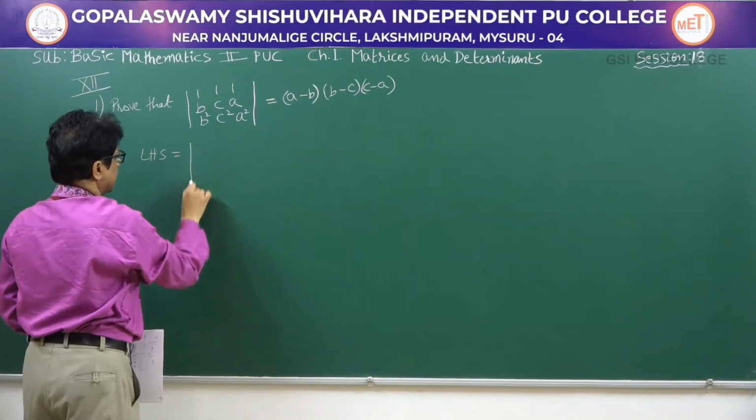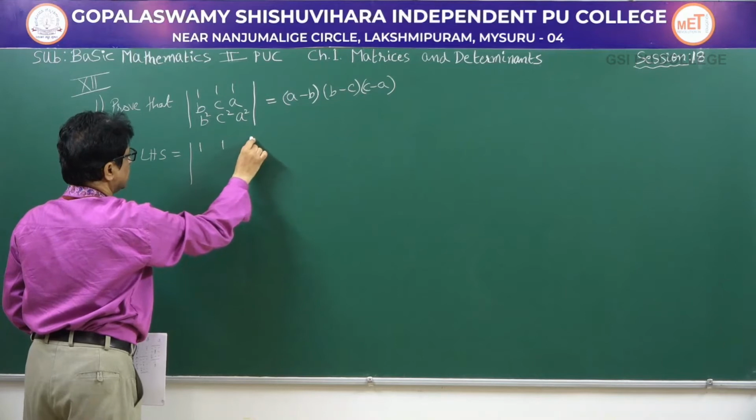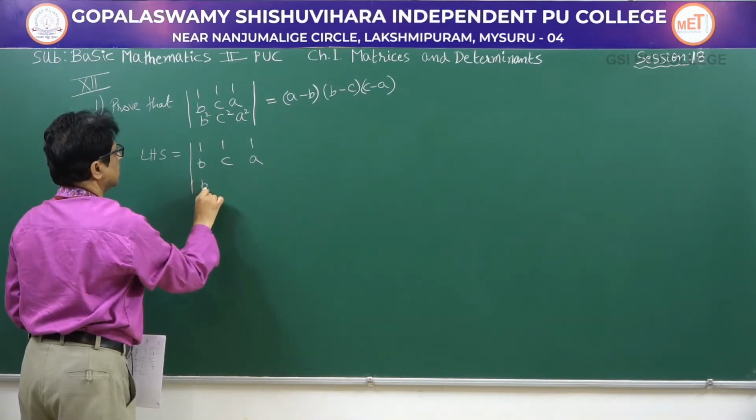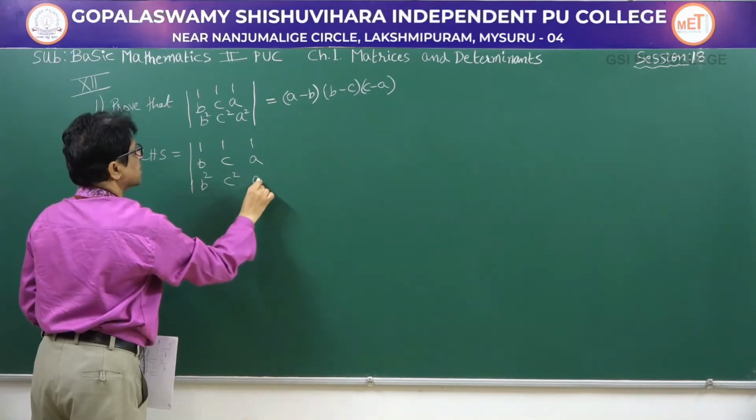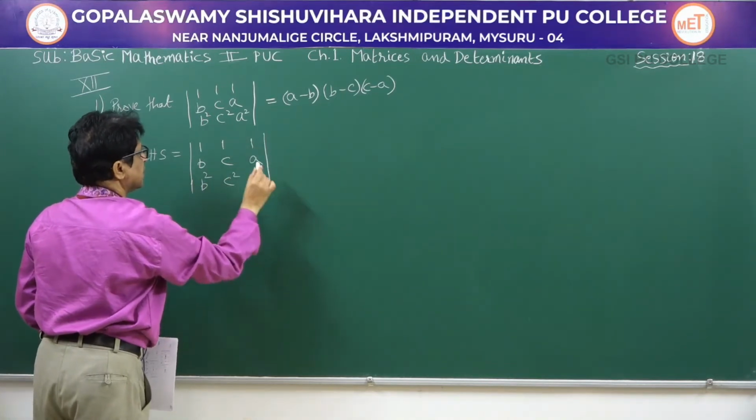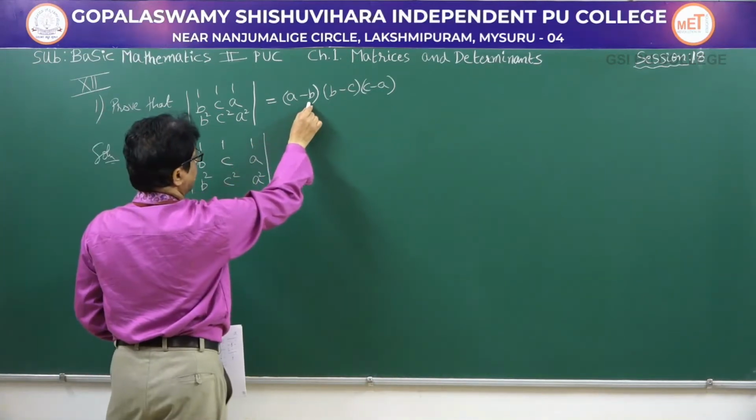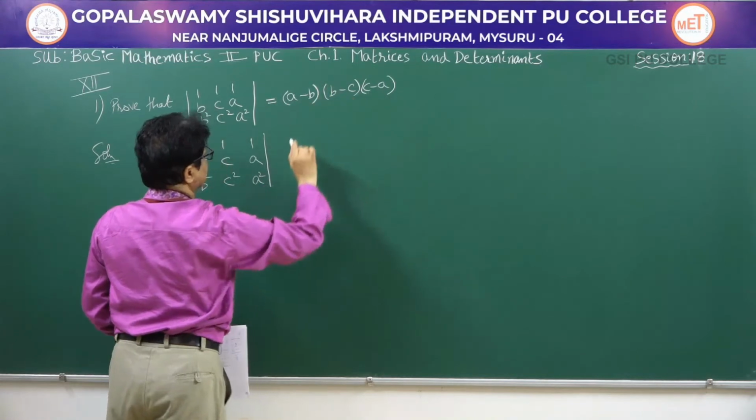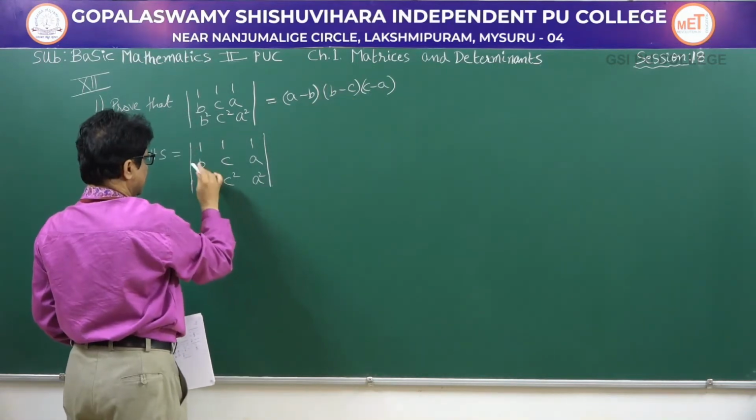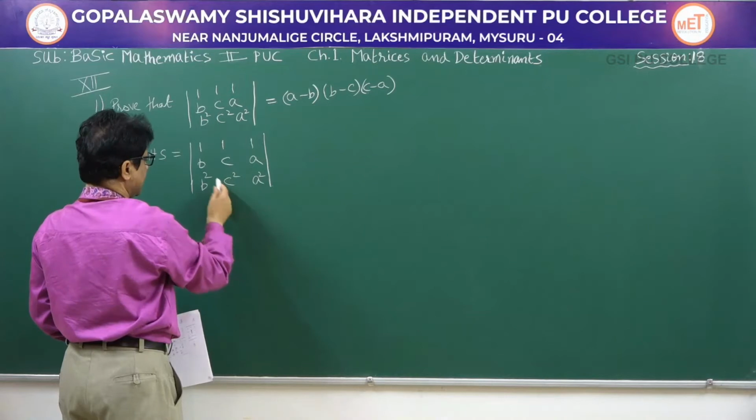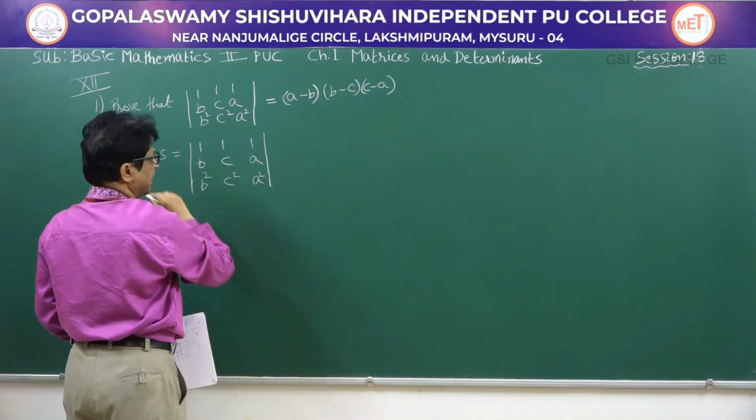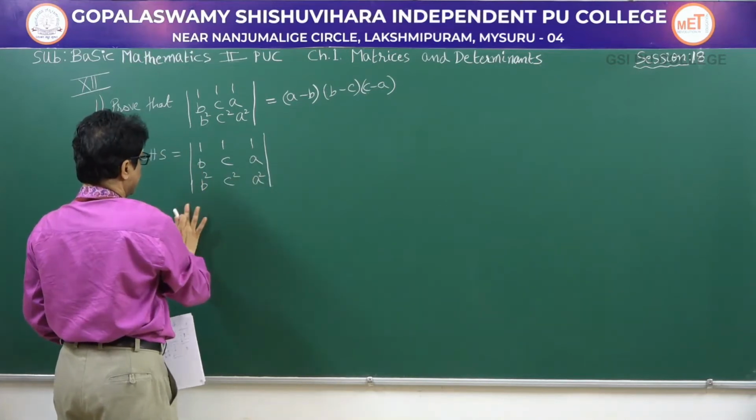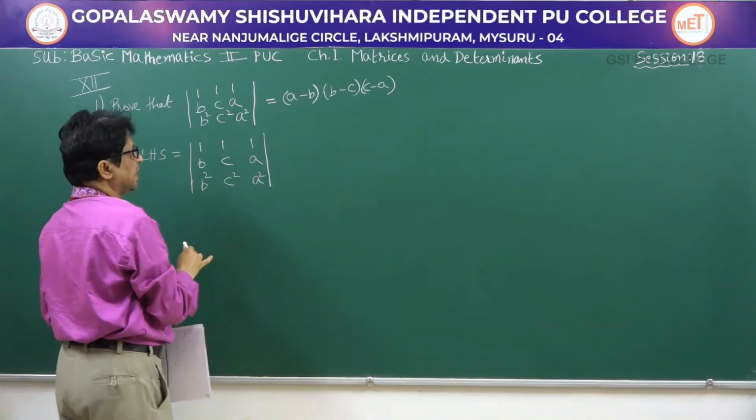LHS equals determinant of 1, 1, 1, B, C, A, B square, C square, A square. The answer itself indicates that A minus B, B minus C, C minus A. Therefore, you have to consider the column wise. See, B minus C or C minus B, we can do C minus A or A minus B. Use column operation.